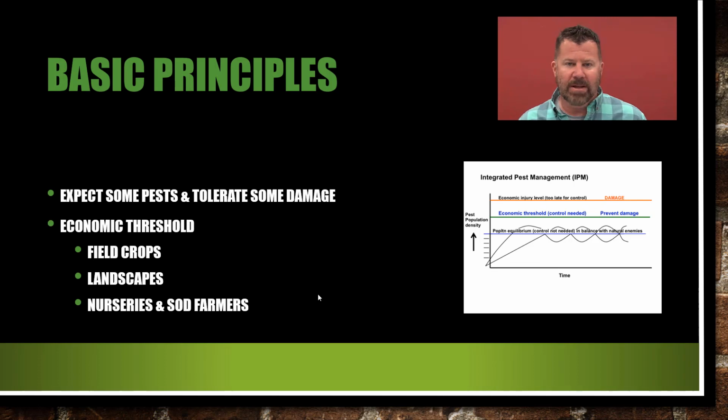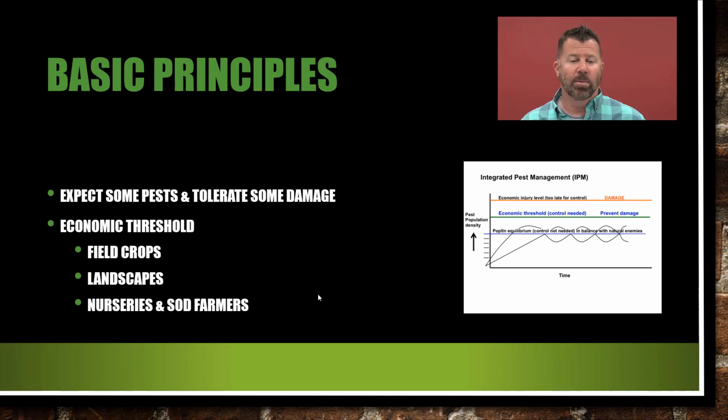Economic threshold, we've talked about that in the previous lectures. Again, that's going to be different for field crops, landscapes, and then nurseries and sod farmers. Field crops and nurserymen, their threshold might be a little bit lower. They want to step in and implement the use of a pesticide or a biological control quicker than somebody just talking about their azaleas in their front yard, because this hurts their pocketbook and their wallets. This is their living, so they may have to implement.